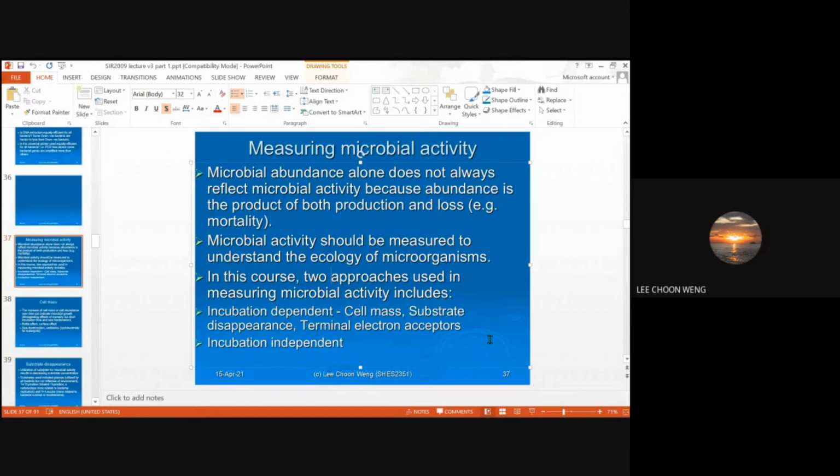Approaches to measuring microbial activity are incubation dependent and incubation independent. For incubation dependent, somehow you have to incubate your samples before you can determine whether any activity is present. But incubation independent is mostly related to the molecular techniques. For incubation dependent, we can further divide them into cell mass, substrate disappearance, and terminal electron acceptors. So we'll go through one by one.